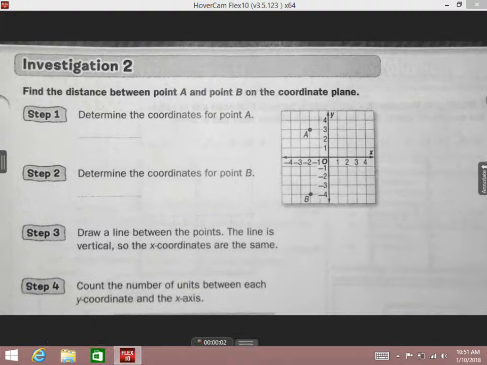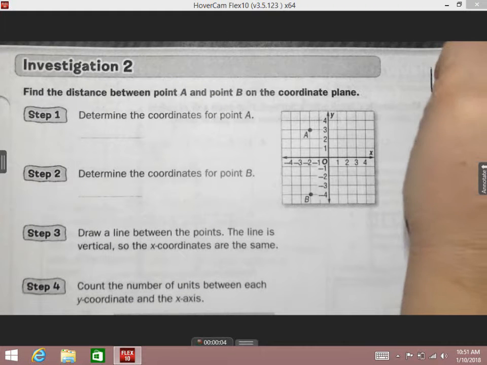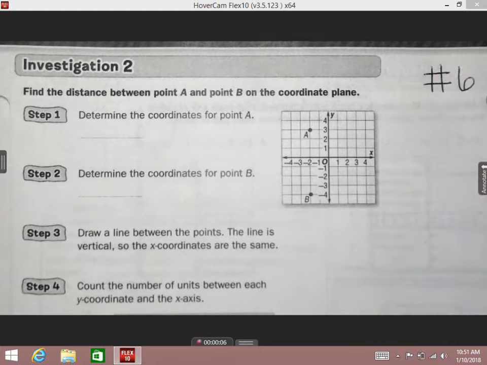All right, so for today on our notes, we're going to start by numbering these number 6. Okay, so these are going to be number 6.